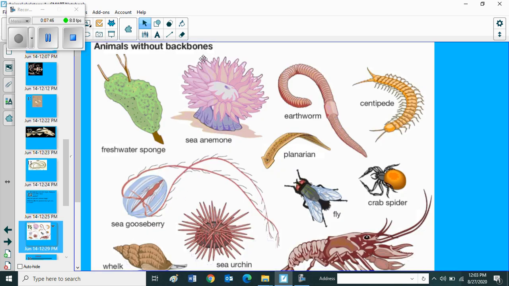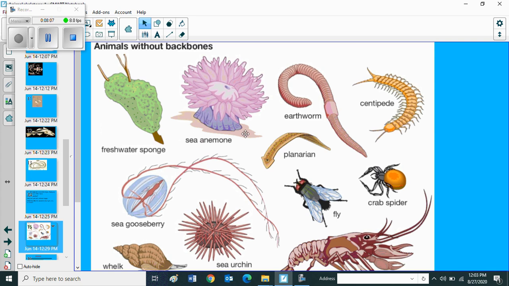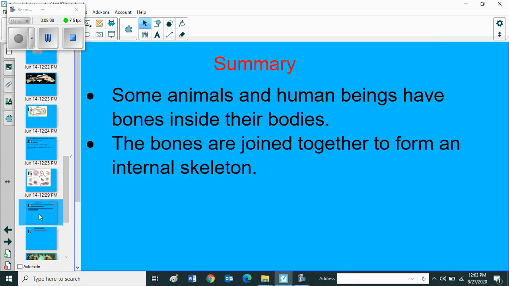Next one, animals without backbones. You can see freshwater sponge, sea anemone, earthworm, centipede, planarian, crab, spider, fly, sea gooseberry, sea urchin, crawfish, and whelk. So these are the examples of animals without backbones. Next, we can go through the summary of the lesson. Some animals and human beings have bones inside their bodies. The bones are joined together to form an internal skeleton.